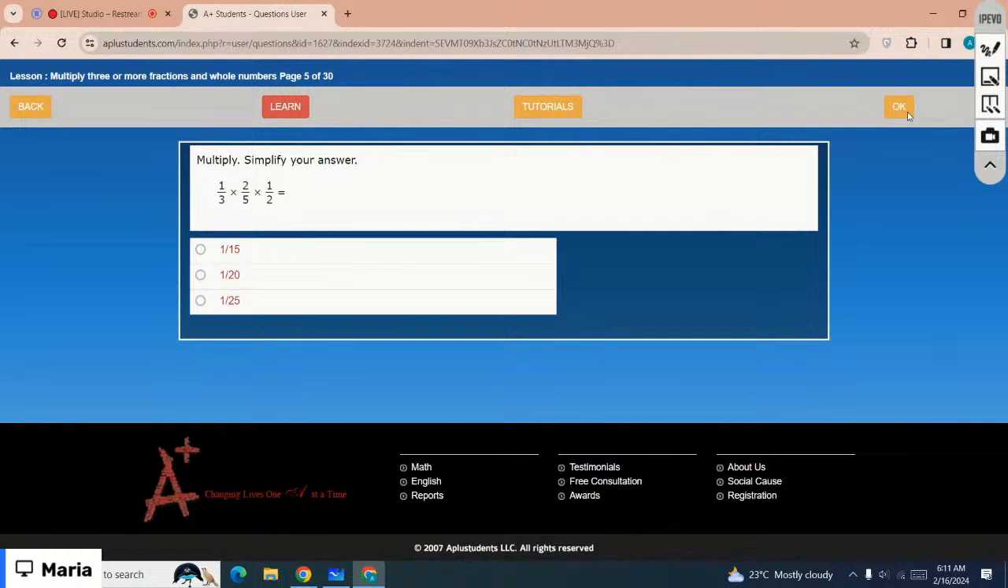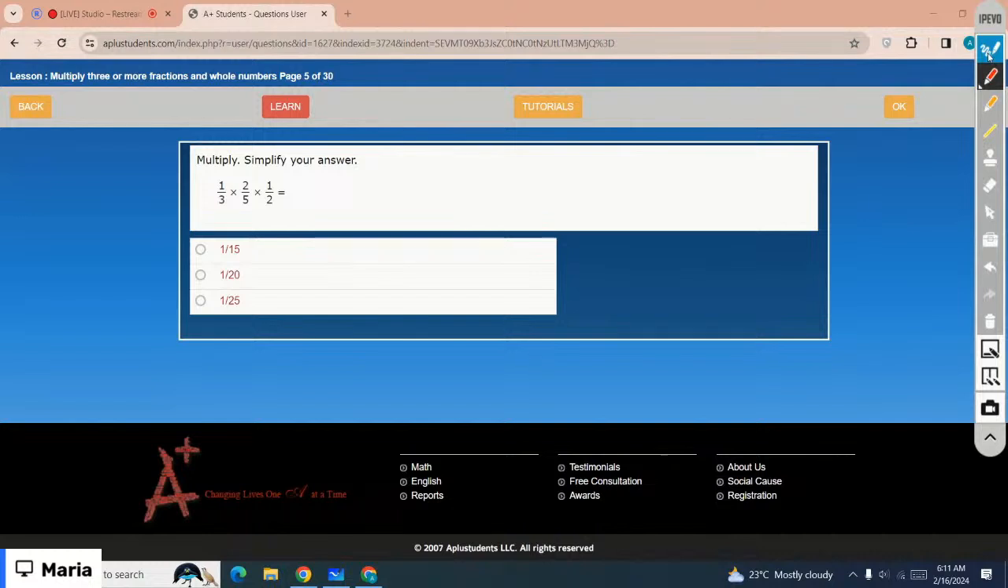Multiply 1 by 3 times 2 by 5 times 1 by 2, which is the correct option? You have to multiply all the numerators and all the denominators. No one is answering the questions. I am asking, right? You have to do 1 times 2 times 1 and then 3 times 5 times 2. So that is 2 over 5 times 2 is 10 and 10 times 3 is 30. You can divide them by the common factor, that is 1 over 15. So the correct option is 1 over 15.